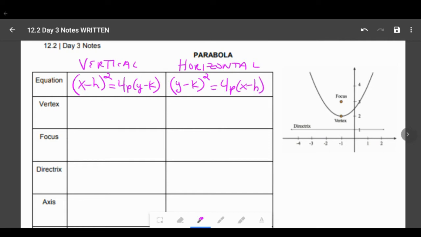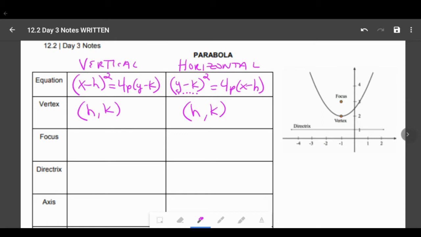Okay, so right away you should notice the difference. If the x quantity is squared, it's going to be a vertical parabola opening up and down. If it's a y quantity squared, it's going to be the horizontal parabola opening left and right. Now, the vertex in either equation is going to be the coordinates h comma k, just like it was for a circle. But look carefully: in the horizontal, the k is listed first because that's always going to be with the y group. So make sure you notice that as you write your equations and figure out your information. That'd be the tricky part.